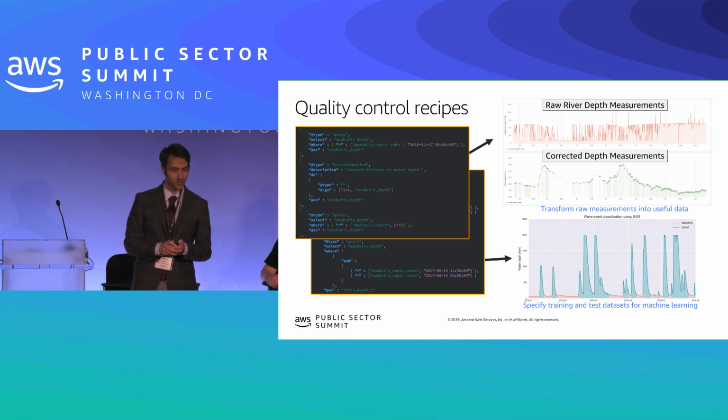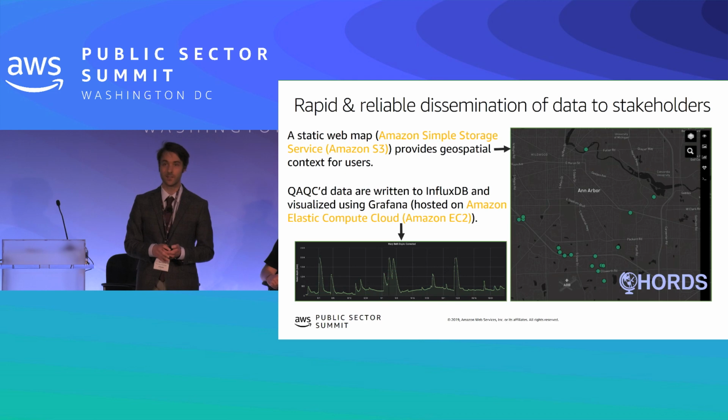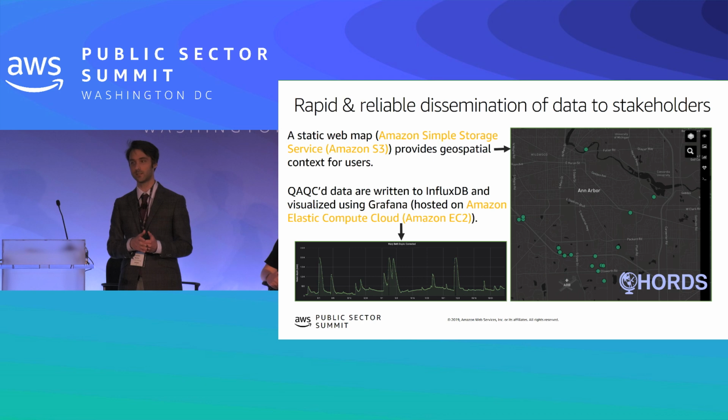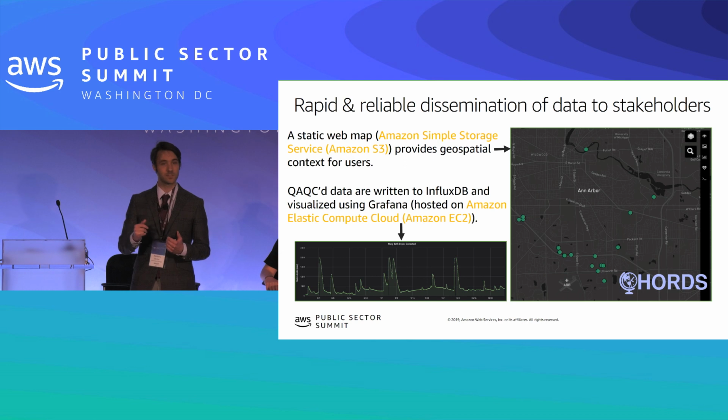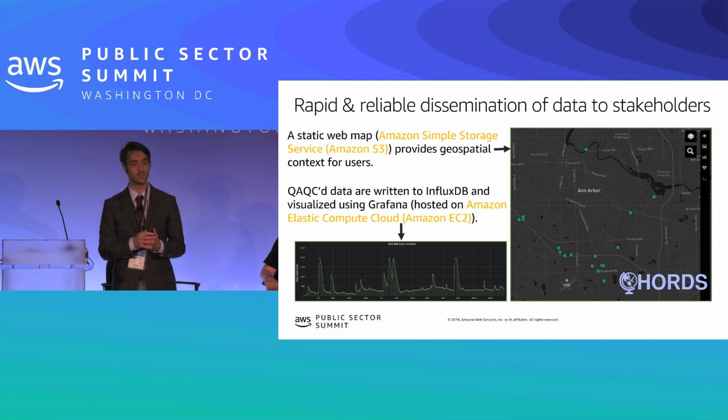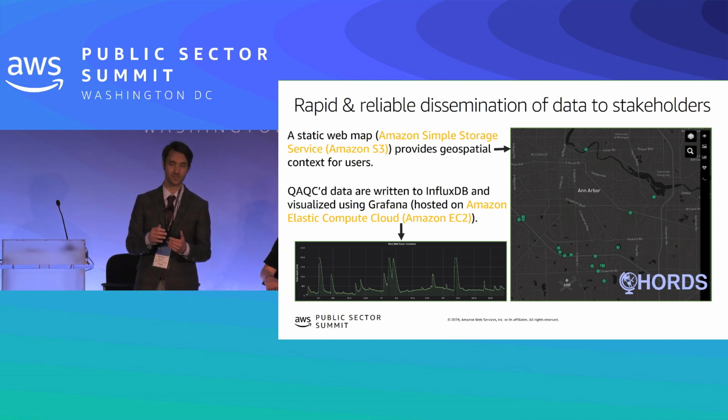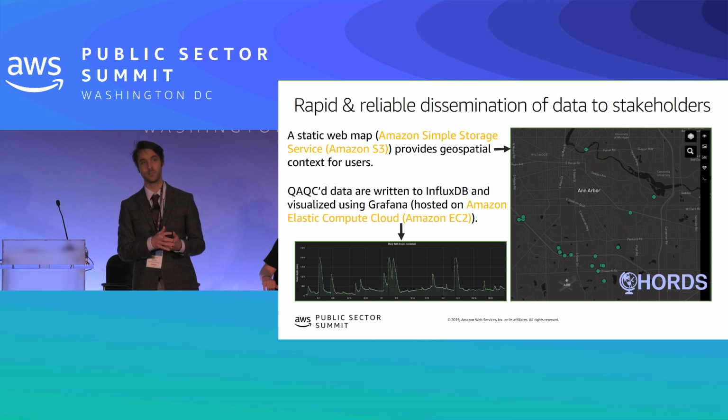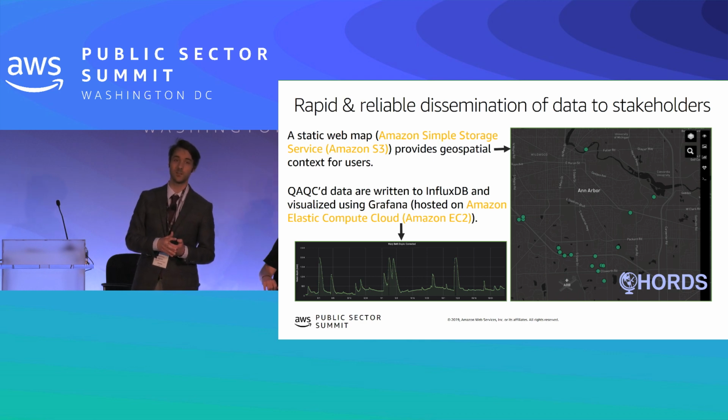Okay? So having implemented this framework for quality control, we applied it to roughly 60 sensor sites within the Dallas-Fort Worth Metroplex and the city of Ann Arbor. And we use AWS to disseminate this data to our stakeholders, so people from the municipalities and the flood control districts. I'm not going to get into the architecture too deeply, but the quality control service is running on an Amazon EC2 instance. It digests these recipes and executes them and writes the data to an InfluxDB time series database instance that's running on the same EC2 server.